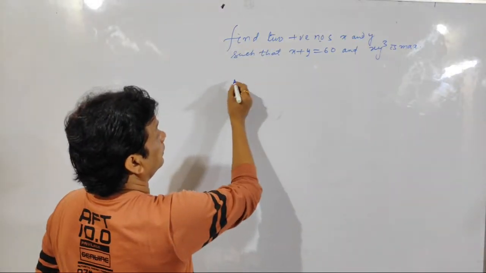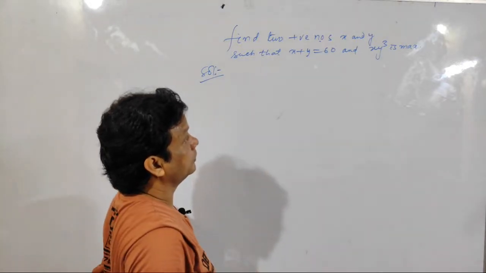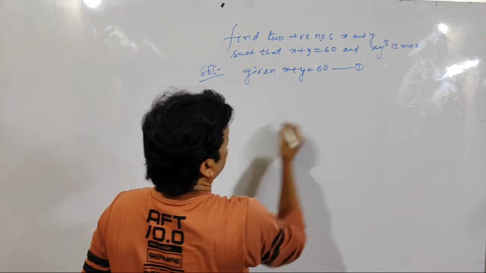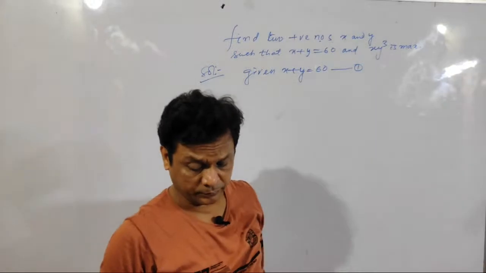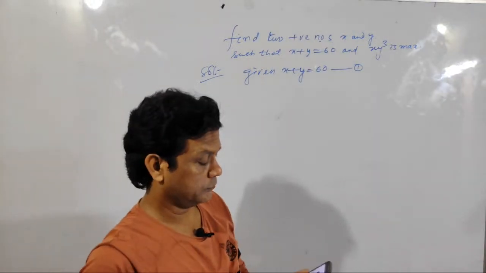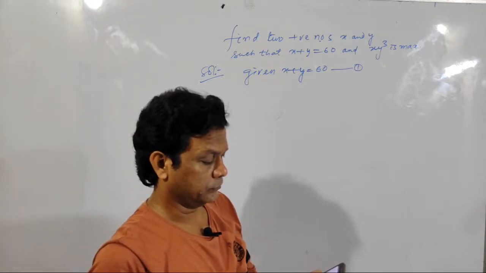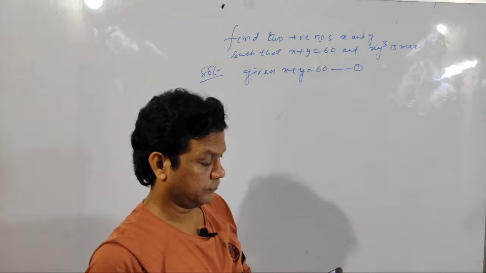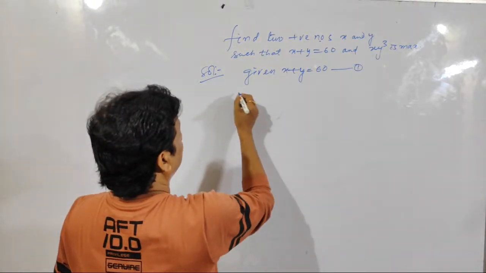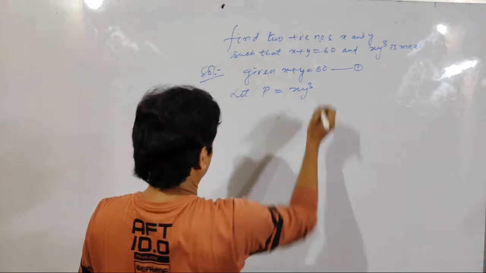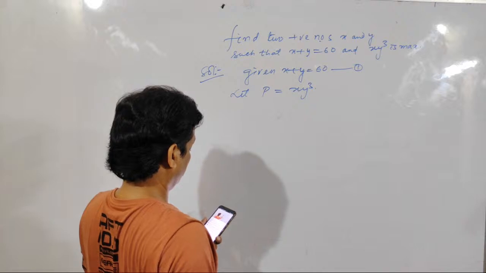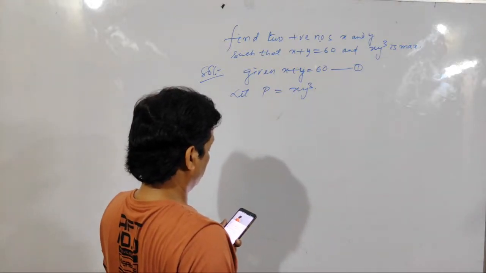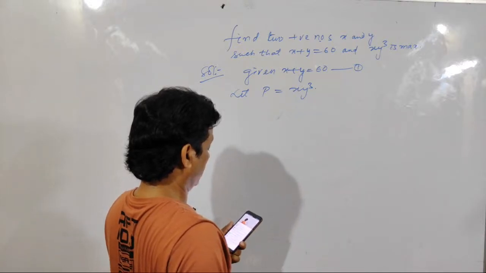See here. Your given condition is x plus y is equal to 60. This is equation 1. And you have to find out the value of x and y so that x into y cube is maximum. Now perhaps it is okay. Okay, now let P is equal to x into y cube.